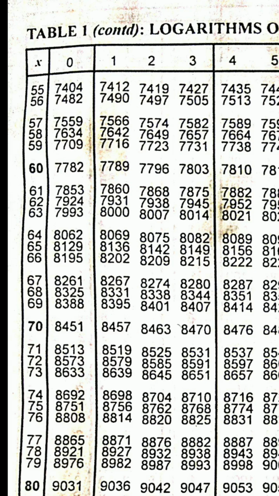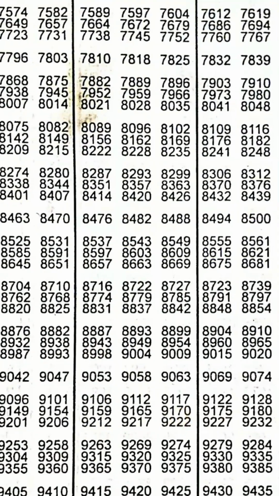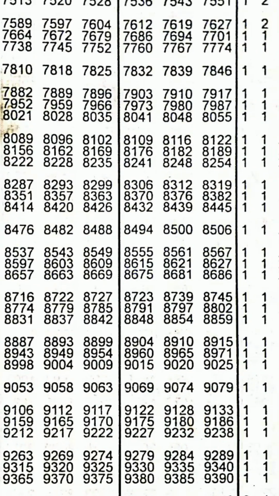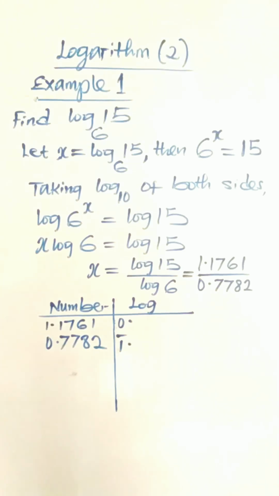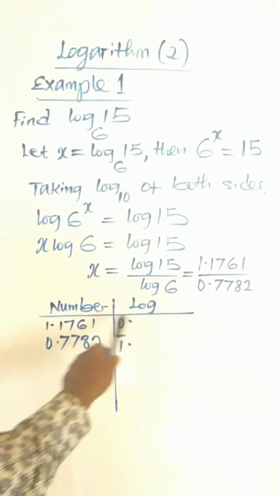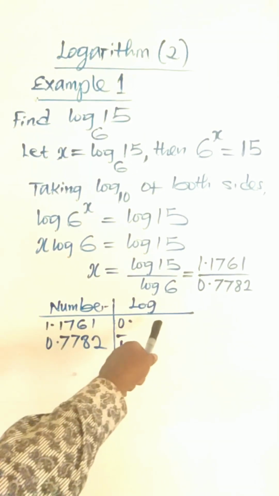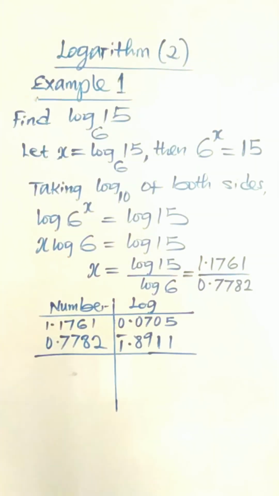To find the logarithm of 0.7782, simply check for 77 under 8 difference 2. Now 77 under 8 gives us 8910. Check difference 2, that is 1. Add 1 to 8910, and that is 8911. From the log table, the value we got for the first check is 0.0705. And for the second check, the value is 8911.